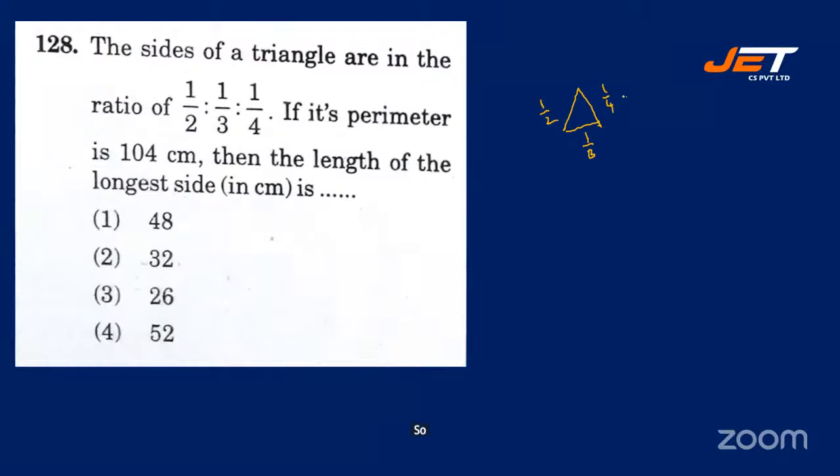So what is the perimeter? A plus B plus C. In a triangle, the perimeter is obviously the sum of all sides. So if the perimeter is 104, then the length of the longest side is dash. Just add all the sides. This is a side ratio only, so then you will get the answer.